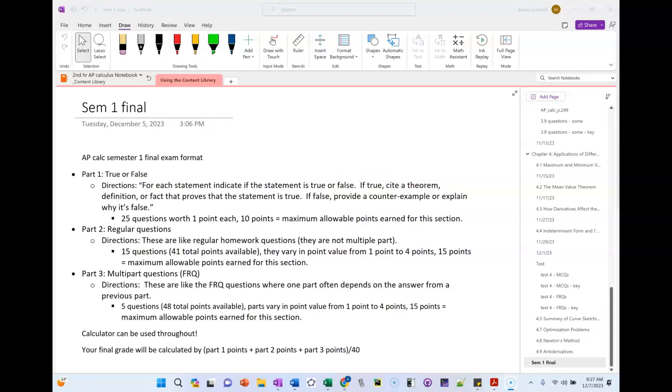You guys, on Friday we took our test. We talked about 4.5, which had no new concepts in it. It was just, how can we use calculus to create a picture of a function that we know nothing about?